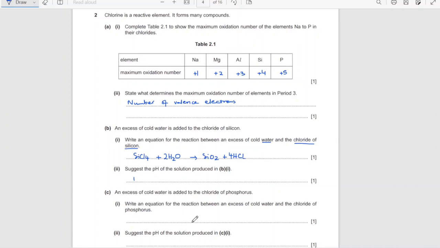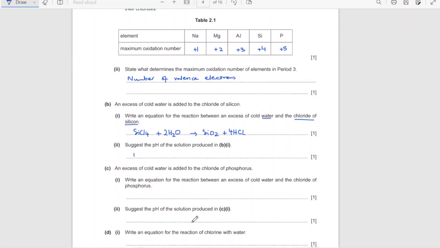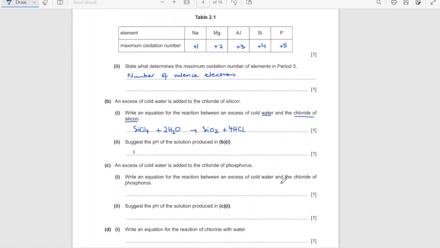Now, an excess of cold water is added to the chloride of phosphorus, all right? So in this situation, the chloride of phosphorus, you will write it according to the oxidation state because phosphorus is +5 because it has 5 valence electrons. So it's going to be PCl5, all right? So PCl5. Actually, there's also PCl3 that's there, but remember we are talking about maximum oxidation number.